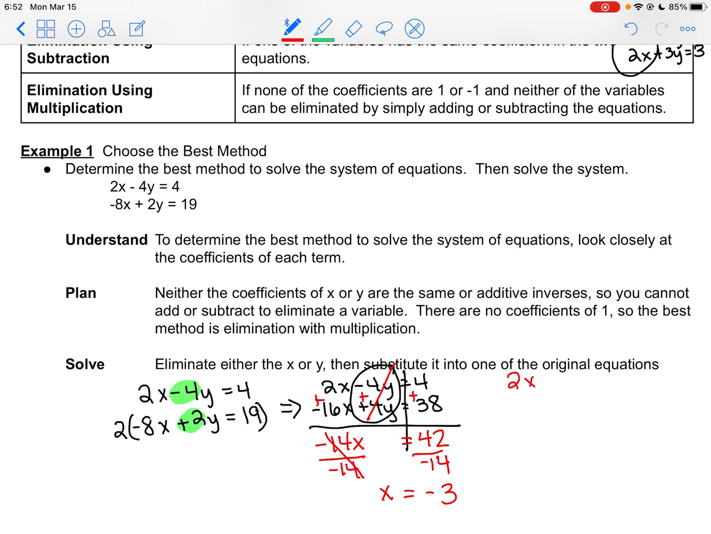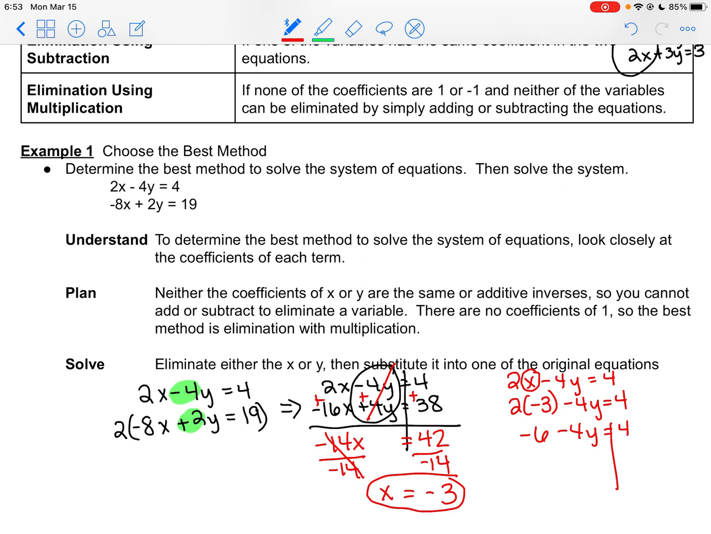So if I choose the top one because it has slightly smaller numbers, I just want to make sure that I plug this into the correct place. So this is an x value. I want to make sure I plug it in where the x goes. So that'll be 2 times -3 minus 4y equals 4. And then I'm going to simplify. So I'm going to do that multiplication. 2 times negative 3 is negative 6. So negative 6 minus 4y equals 4.